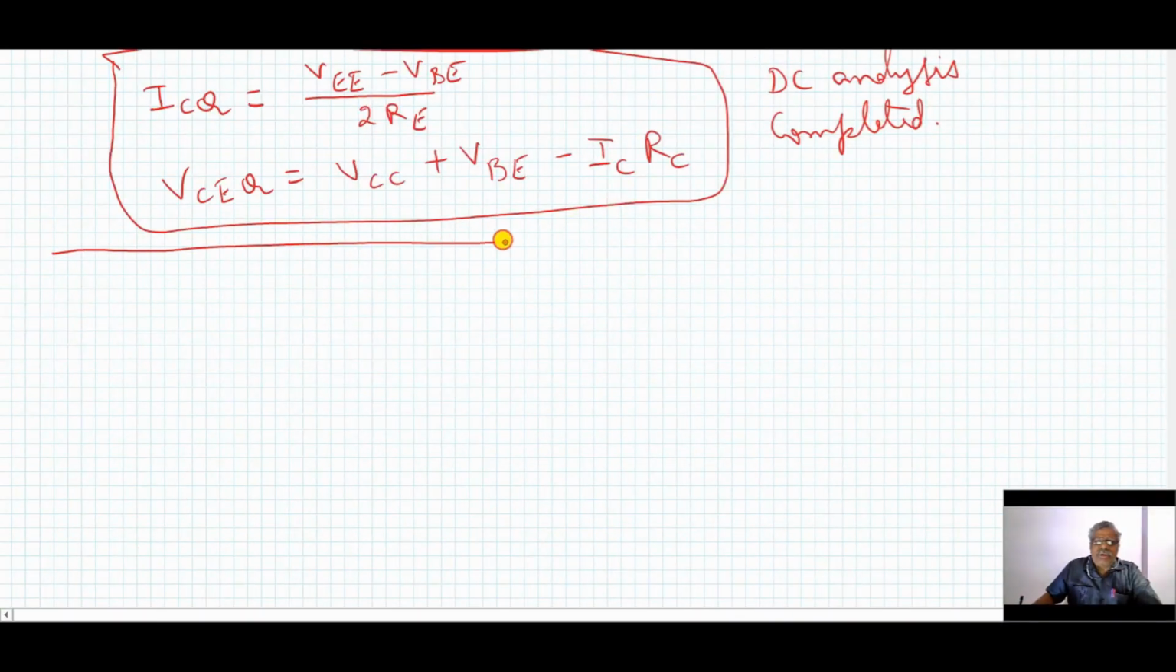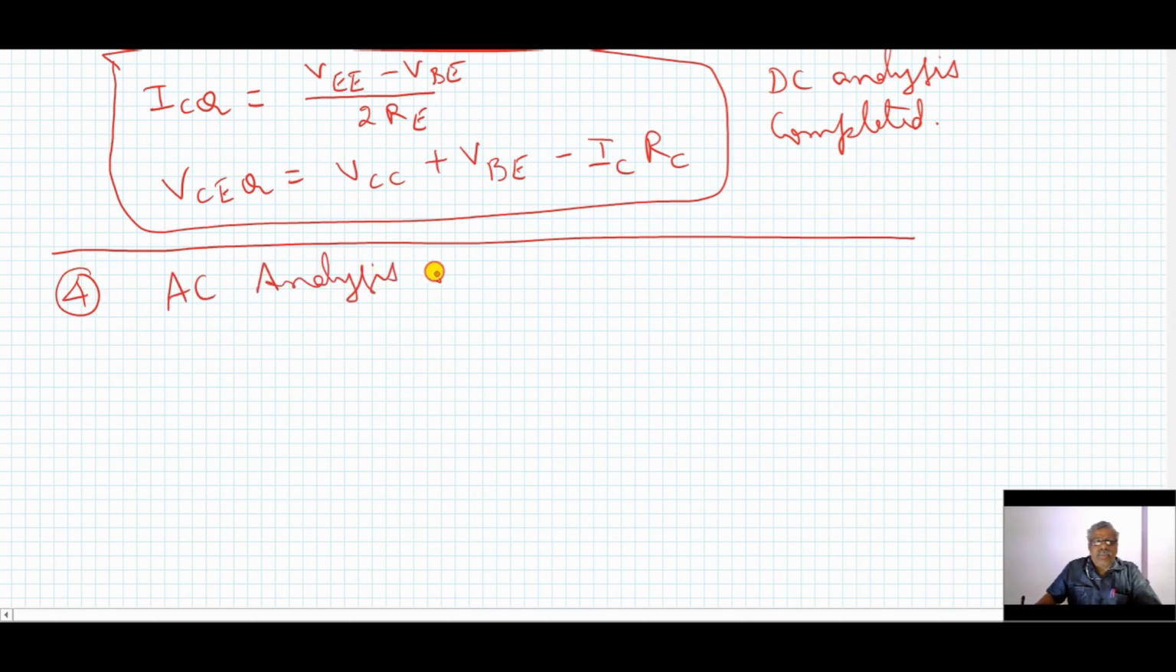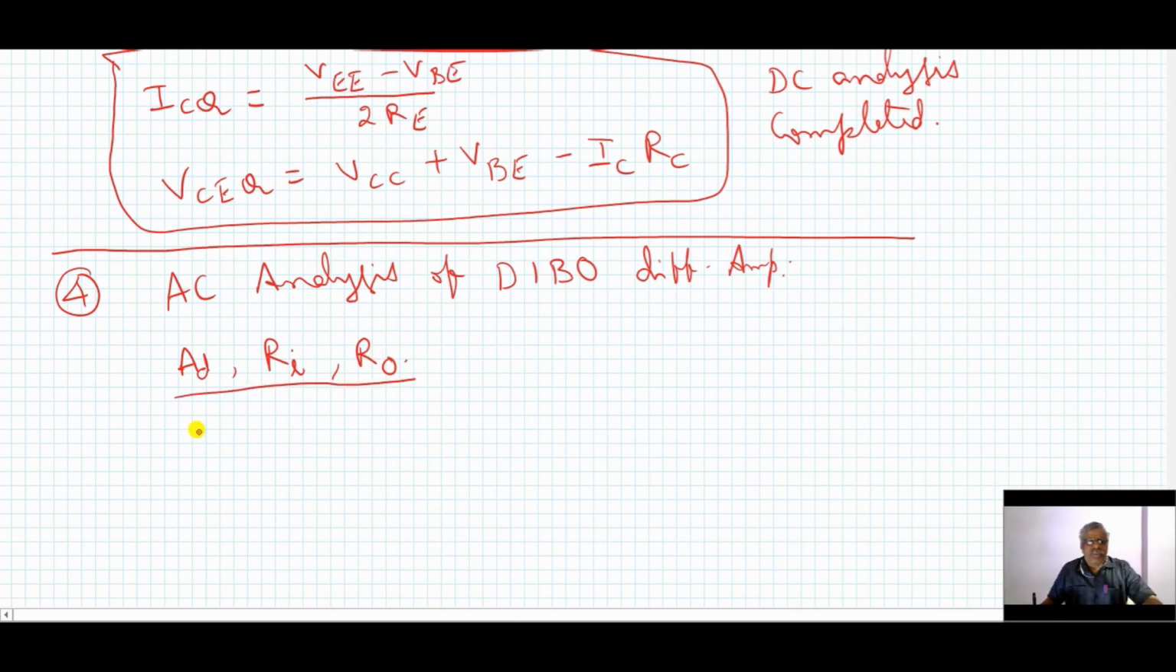The next topic in our discussion is AC analysis of the dual input, balanced output, differential amplifier. During this AC analysis, we are very much interested in calculating the differential gain AD, the AC input resistance Ri, and the output resistance R0. So we have to derive the expressions for these three parameters.